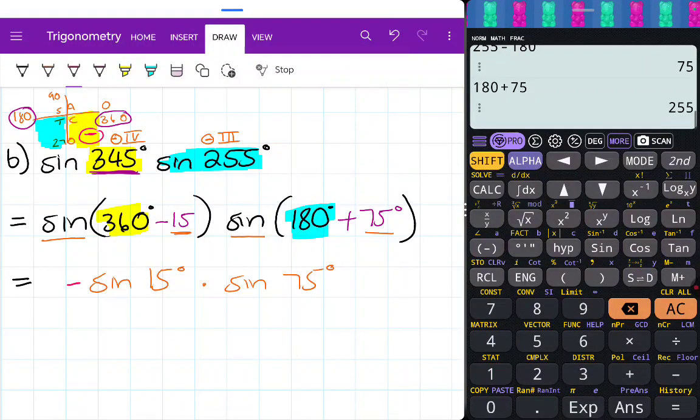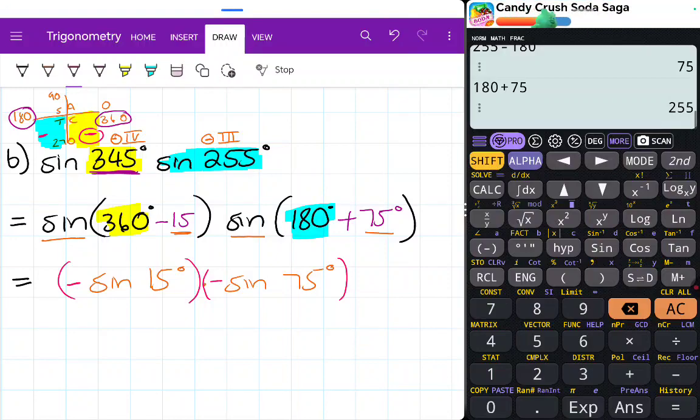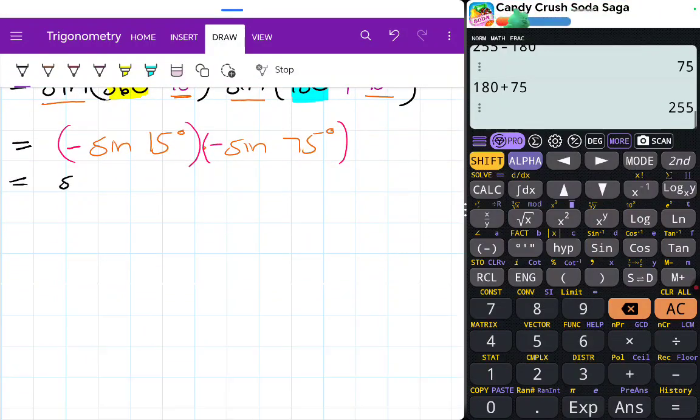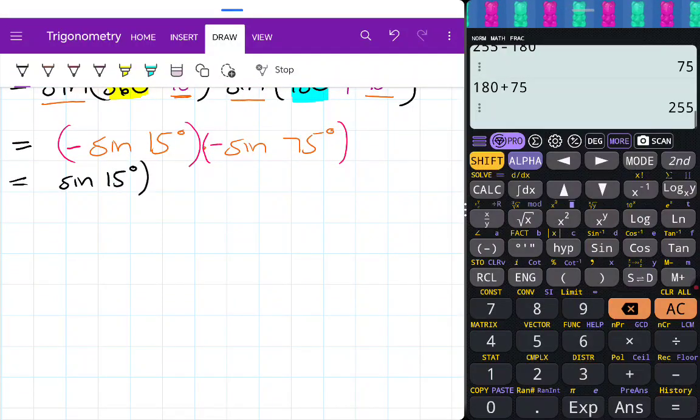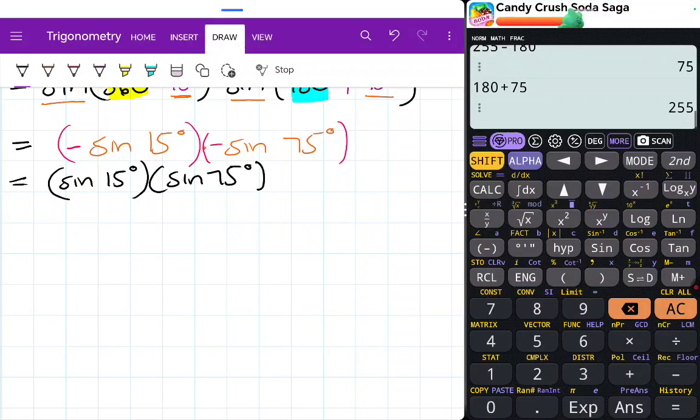In the blue quadrant, tan is positive, sine is negative. So this is negative. So we've got two negative angles multiplied by each other. Minus and minus cancel out, so our next step would be to write it without the minus sign. We've got sine of 15 multiplied by sine of 75 degrees. Okay, now, is this usable? At this point, not really.